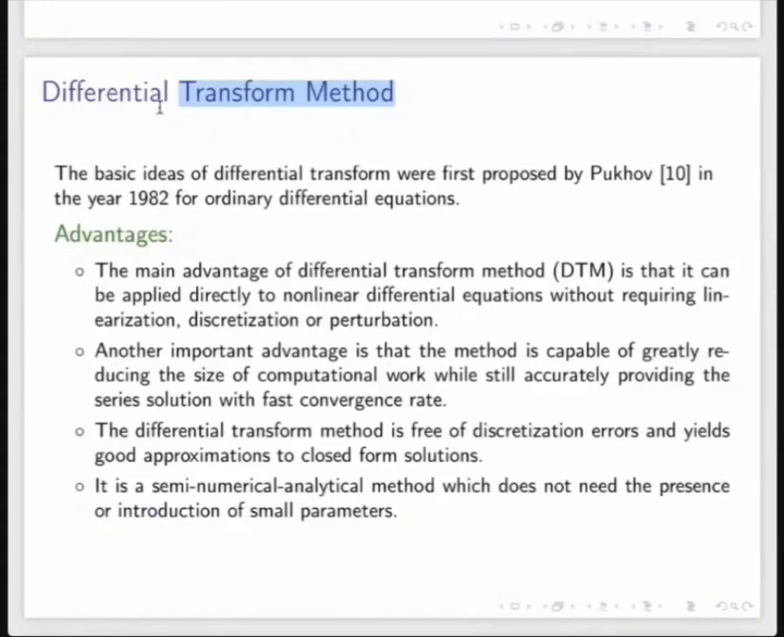And you must have come across transform methods like Laplace transforms, Fourier transforms, Z transforms, fast Fourier transforms, and so forth. Here, differential transform does not belong to the category of integral transforms, but it is a differential transform. And the whole idea of this differential transform arises from the Taylor series. So that's why in the title I have given Taylor series solution. The words differential transform and Taylor series go synonymously. You can use them interchangeably.